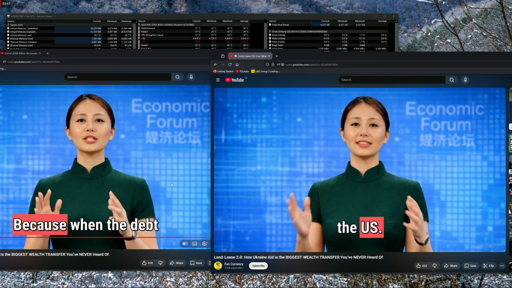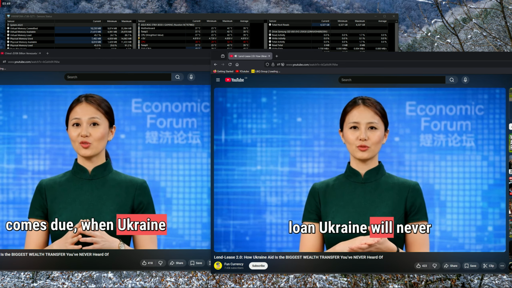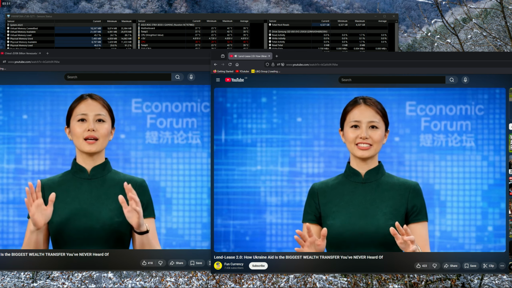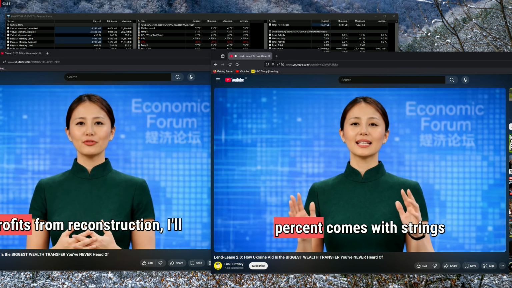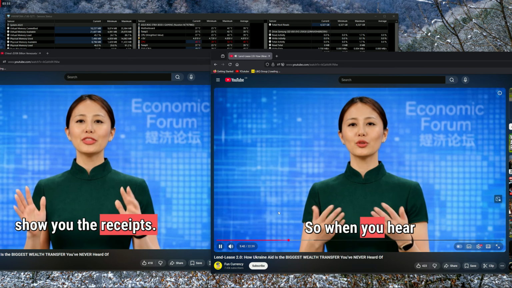60% stays in the U.S. 30% comes as a loan Ukraine will never repay, because when the debt is due, Ukraine starts selling state assets. Only 10% is actual aid, and even that 10% comes with strings attached. I'll show you the receipts.